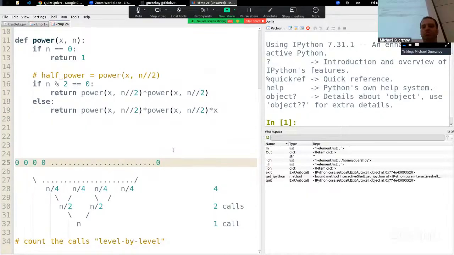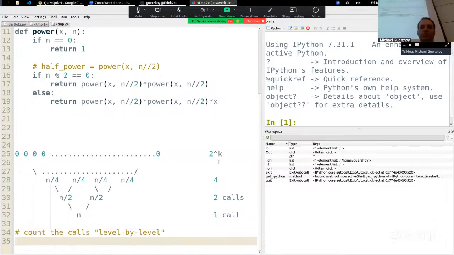And then how many are there here? Well, this is 2 to the 0, and this is 2 to the 1, and this is 2 to the 2, and so on. So this one is 2 to the k for some k. Right? And then k would be the total number of levels. How many levels do I have? Well, as many as it takes to get from n to n over 2 to n over 4 to n over 8 and so on down to 0. Which is?